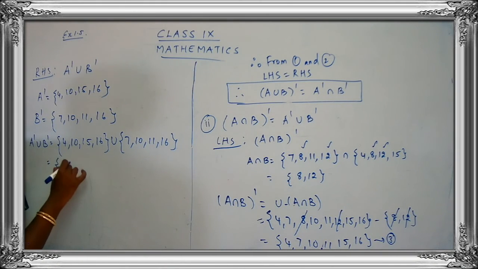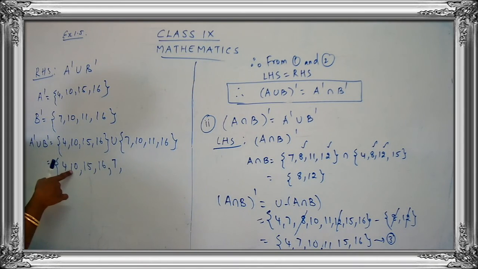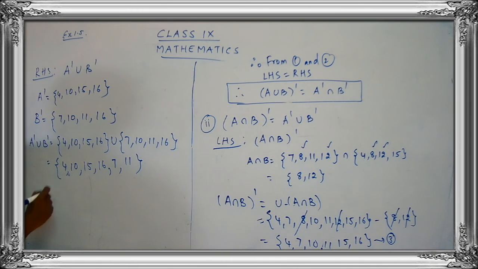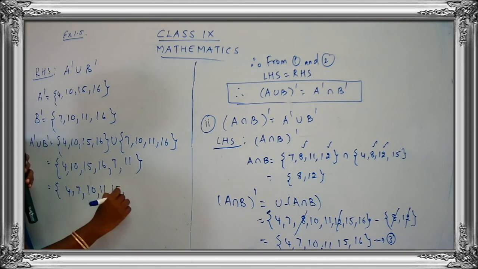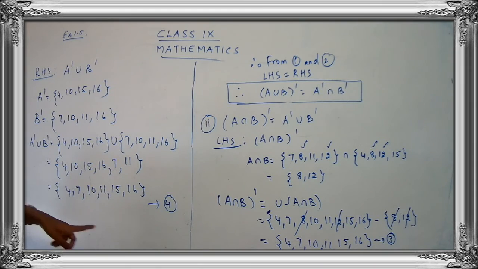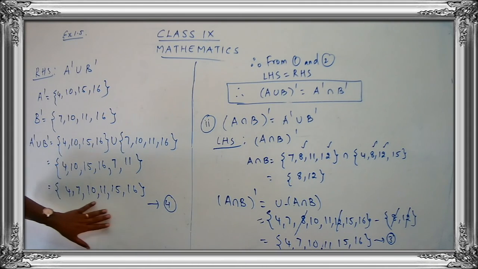So 4, 10, 15, 16, 7, 10 already taken down, 11 is missing. So 11, that's all. I'll write it in increasing order: 4, 7, 10, 11, 15, 16. Put this as number 4. Just compare 3 and 4, children. You have 3 as 4, 7, 10, 11, 15, 16. See? 3 and 4 are the same.